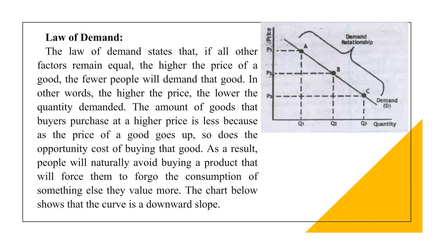Law of demand. The law of demand states that, if all other factors remain equal, the higher the price of a good, the fewer people will demand that good. In other words, the higher the price, the lower the quantity demanded. The amount of goods that buyers purchase at a higher price is less because as the price of a good goes up, so does the opportunity cost of buying that good. As a result, people will naturally avoid buying a product that will force them to forego the consumption of something else they value more. The chart below shows that the curve is a downward slope.